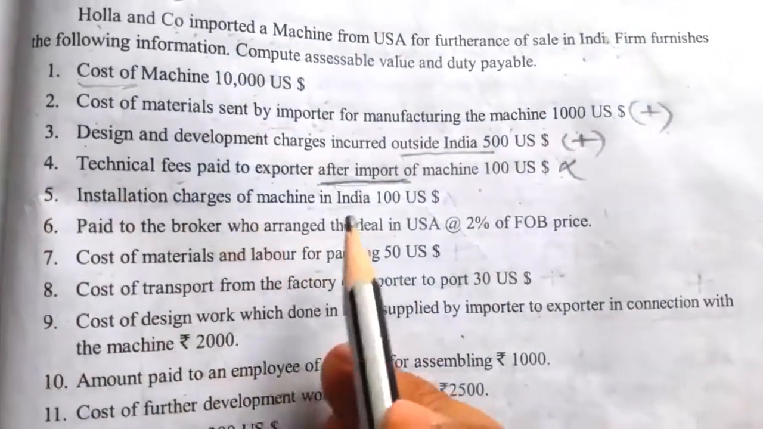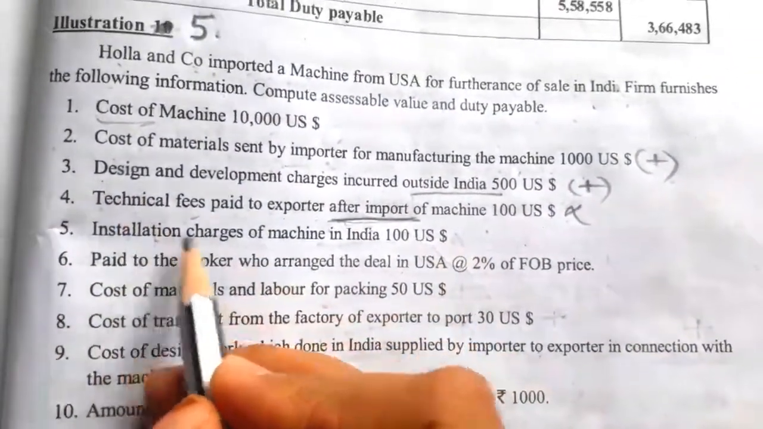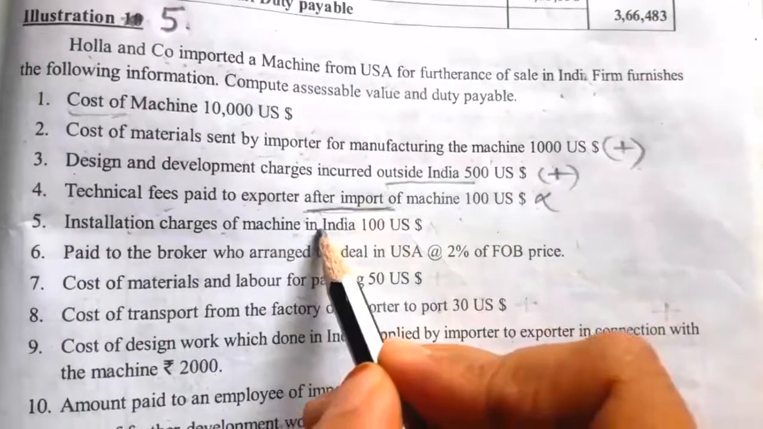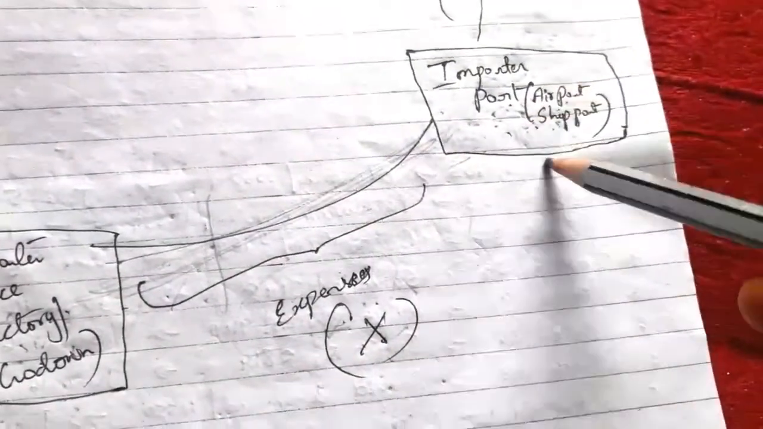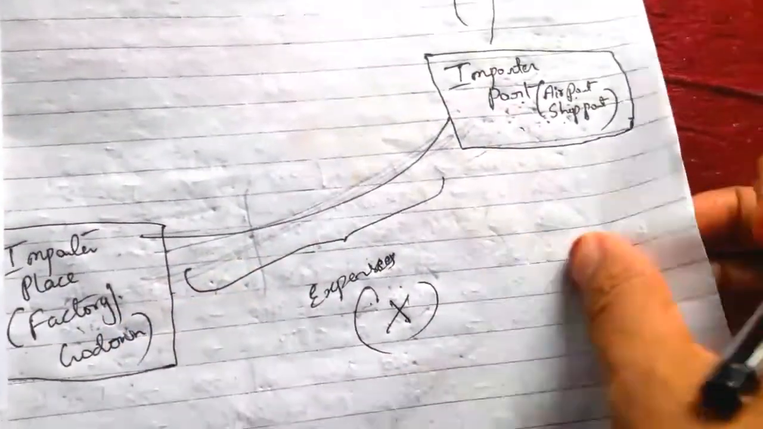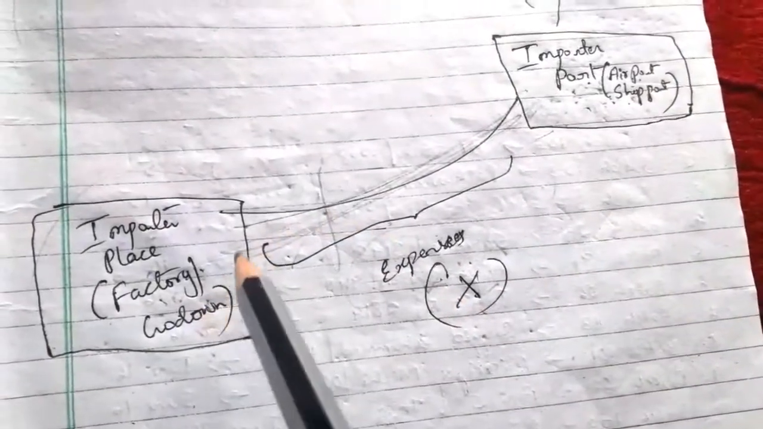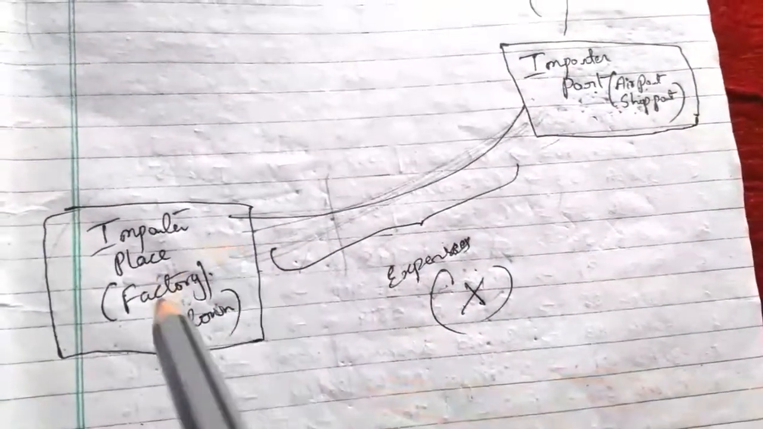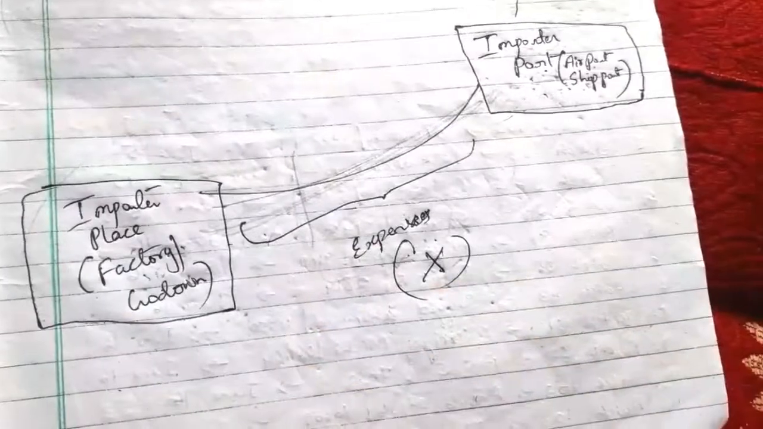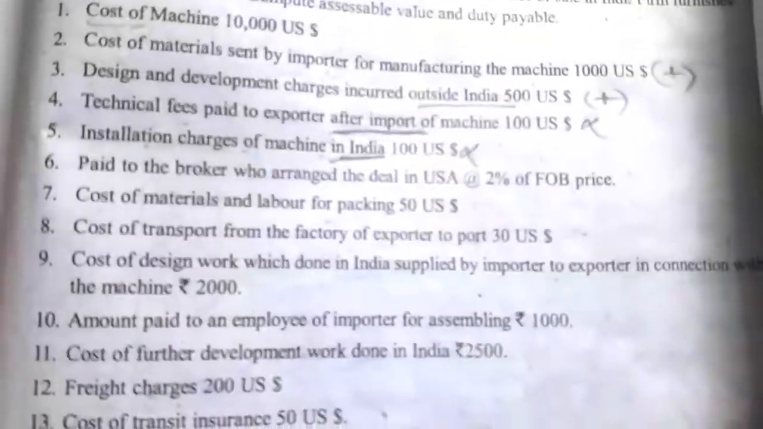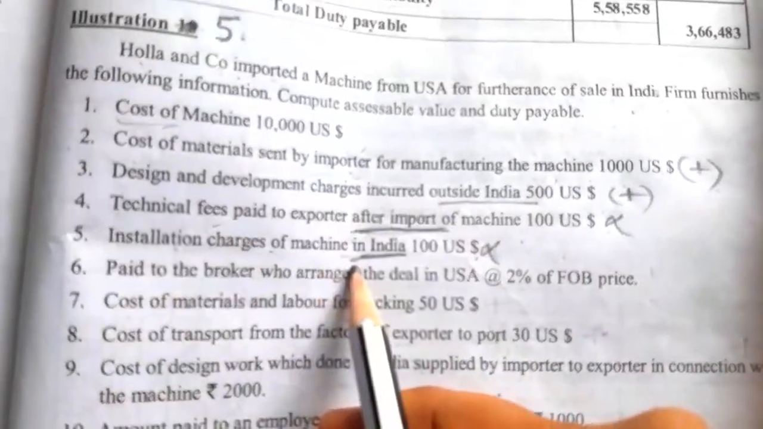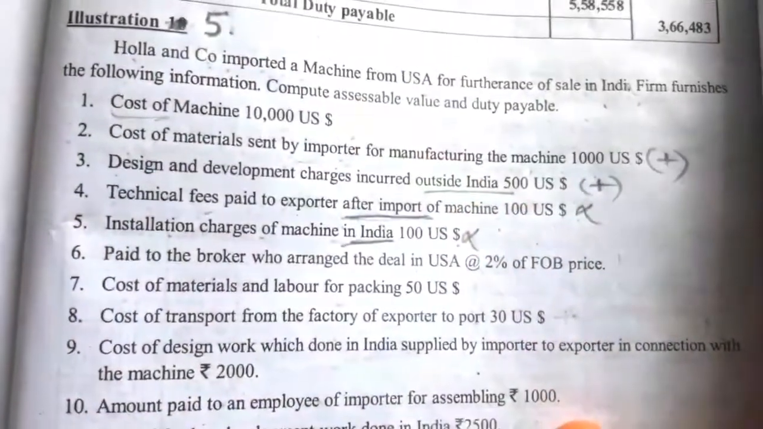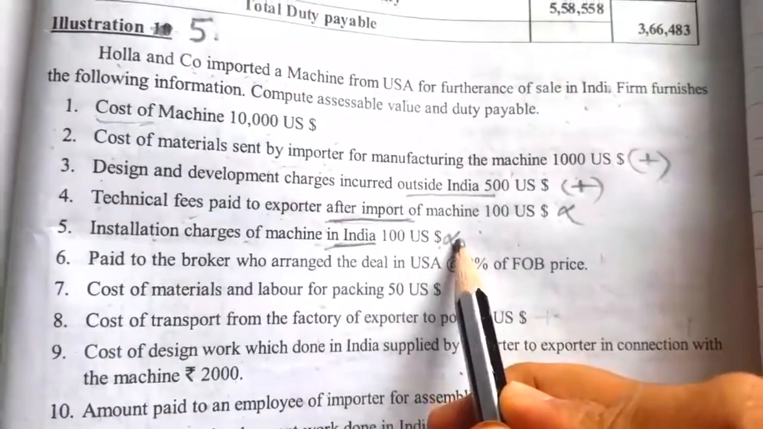Next is installation charges of a machine in India. So this is the installation charges, expenses incurred in India. So it should not be taken for assessable value computation, because after the import of a machine from the importer port, the installation expenses is incurred here at the importer factory or a godown. So that is not taken for the assessable value. It is expenses incurred after import, installing of that machinery. So the installation charges should not be taken for the assessable value.